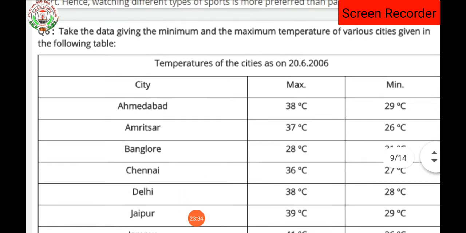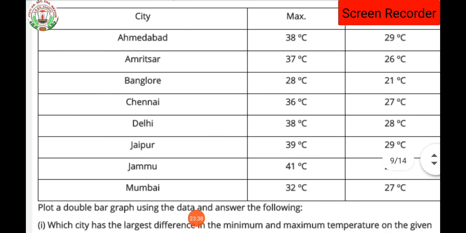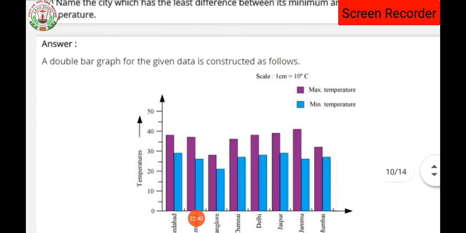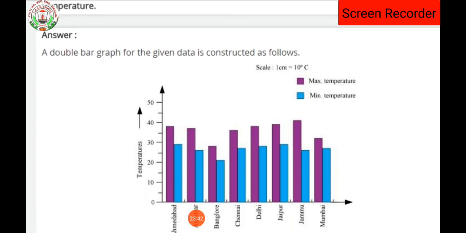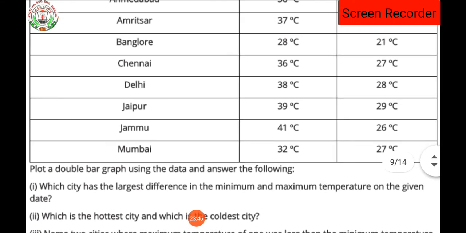Clear? Now again we have question number 6 and question number 7. So dear students, these questions 6 and 7 we are going to do tomorrow.